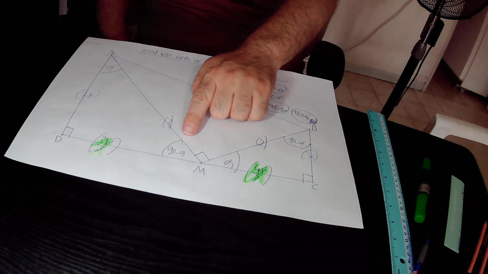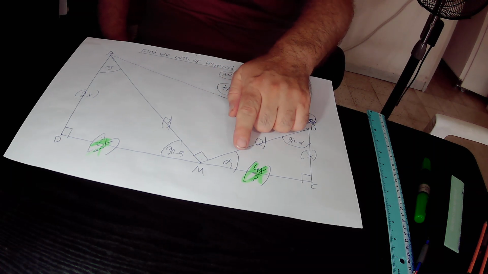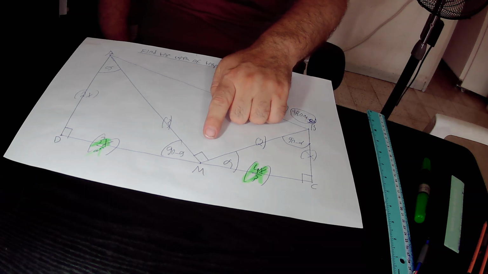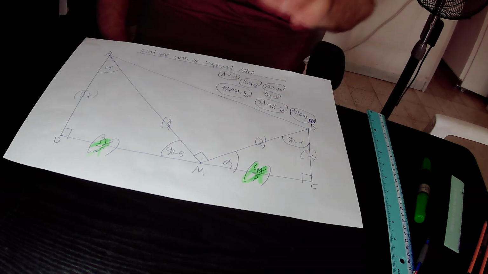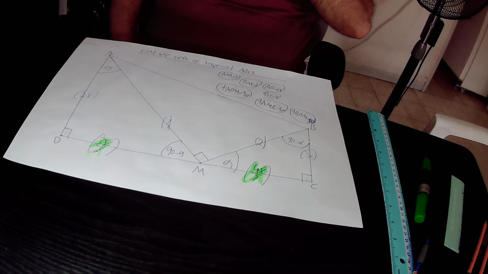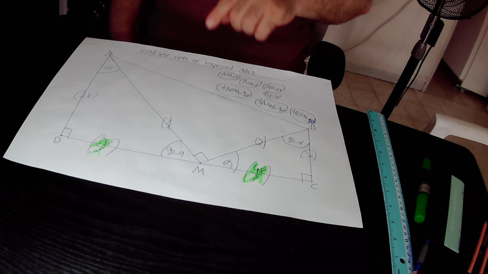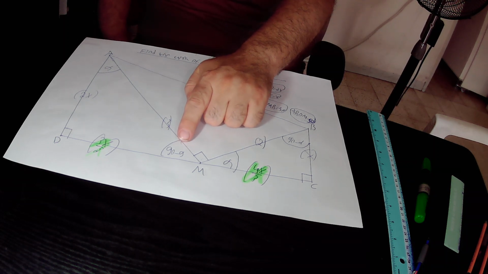Check: 90 degrees minus alpha plus alpha is 90 degrees, and 90 degrees plus 90 degrees is equal to 180 degrees, that is the sum of the angles on the upper side of DC at point M according to rule 3. So this missing angle equals 90 degrees plus alpha.